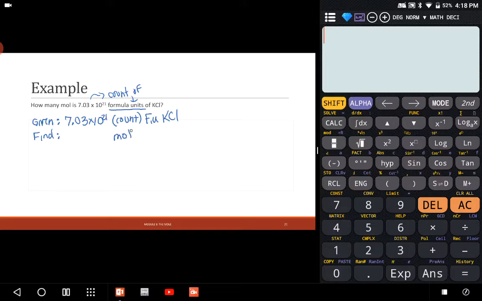And then I am asked to find mole of KCl. And so whenever I'm trying to convert between moles and counts, I have to use a conversion factor of Avogadro's number.